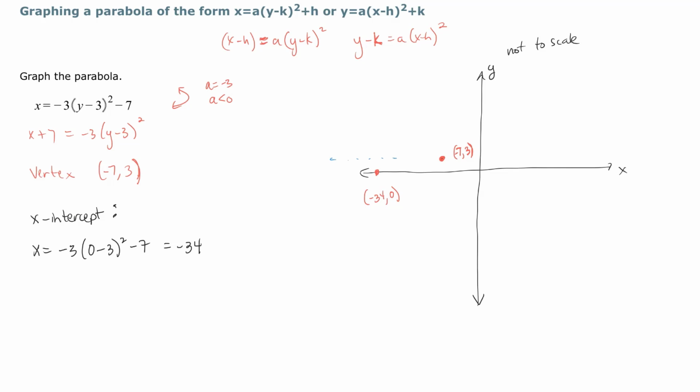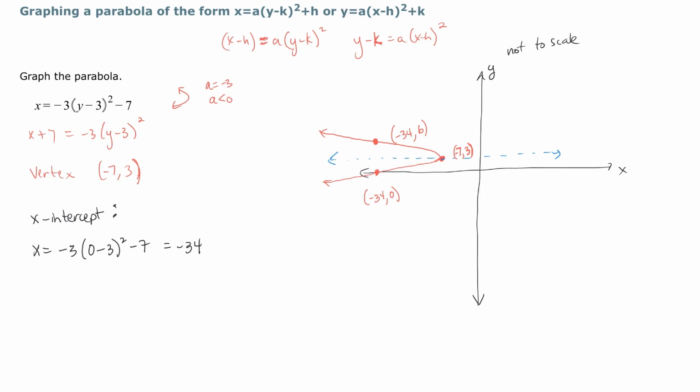Let's draw an axis of symmetry. Let's use this as a mirror. And if we use this as a mirror, we should be able to see another symmetric point right over here. This is negative 34, comma what? Can you see it? It's negative 34, comma 6. And now we simply play connect the dots, and you have graphed this parabola that's opening to the left.